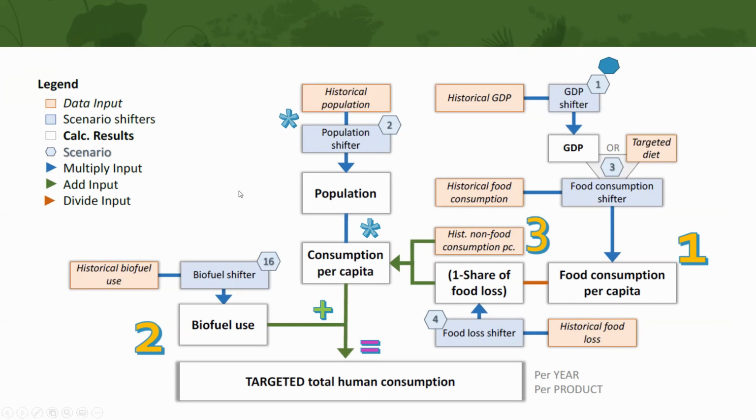When an arrow passes through a box or is sourced from more than one, it means that two parameters are used together to compute the next value. For example, the way the calculator obtains values for the population is through a multiplication, in blue-colored connections, of the population shifter times the historical population for that same year. In the same manner, population is multiplied times consumption per capita and then added to biofuel use, which then results in the targeted total human consumption.